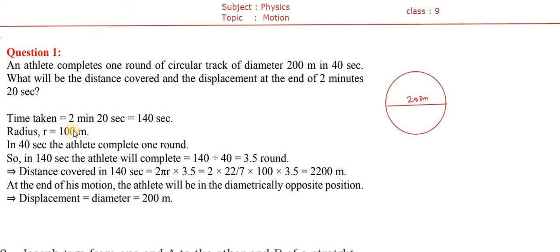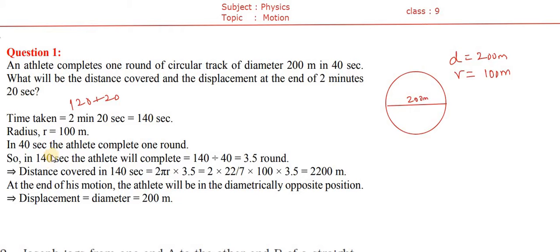First, write the time they have given. The diameter is equal to 200 meters. Then what is the radius? The radius is nothing but 100 meters, right? Why? Because it is d by 2. Now how many seconds do we have? Here, 2 minutes and 20 seconds. If we convert that to seconds, 2 minutes is 60 plus 60, that is 120 seconds. So 120 plus 20 is 140 seconds.